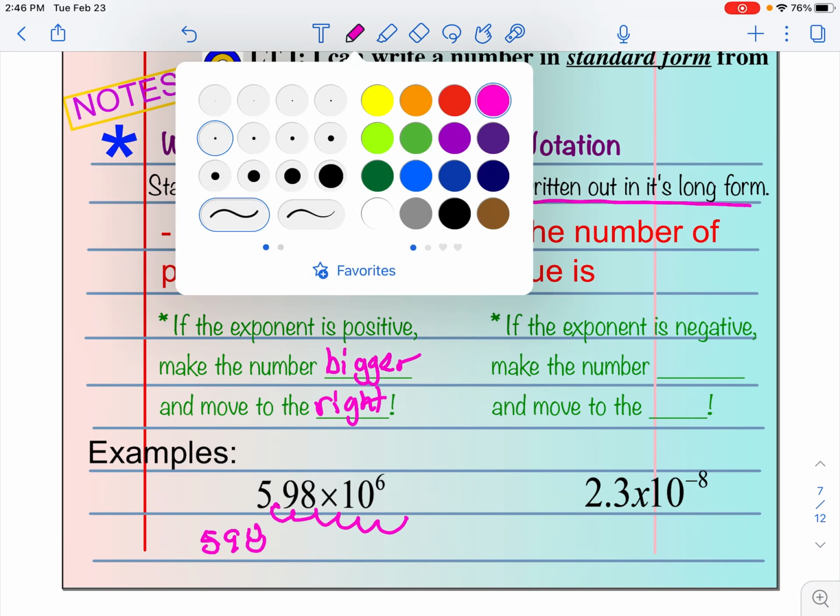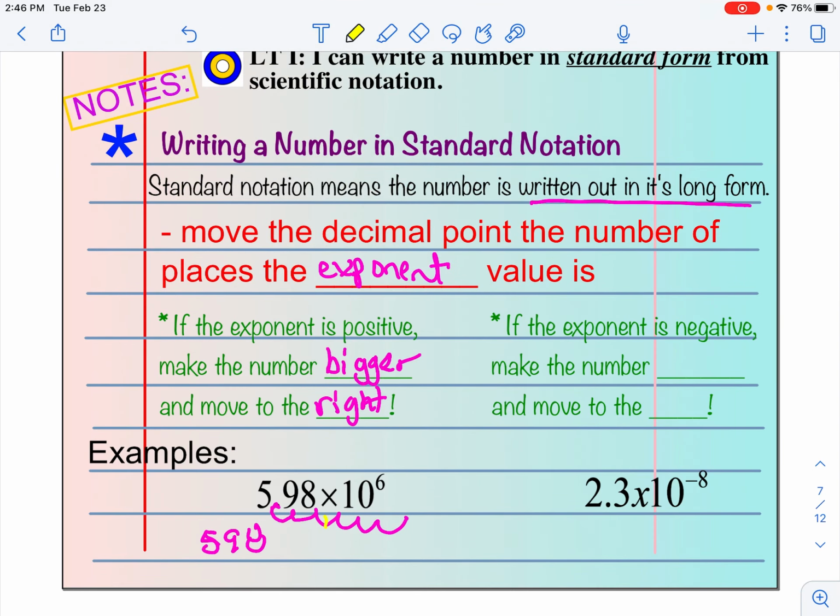And then now I need to add zeros for all of these other places, 1, 2, 3, 4, that I moved the decimal point over. So 1, 2, 3, 4 more zeros. Now I put my commas in after every 3 numbers, and so I get 5,980,000. If the exponent is negative, it makes the number smaller, we know.